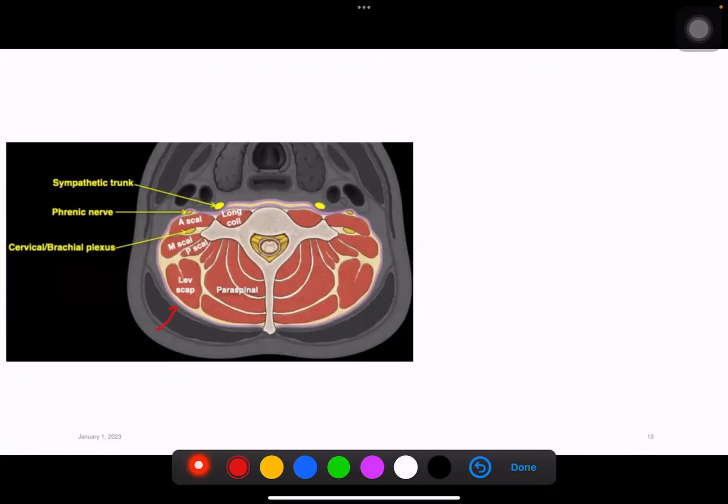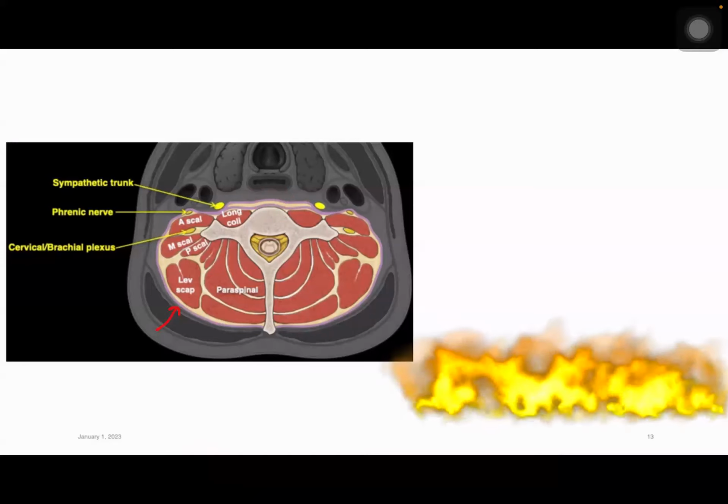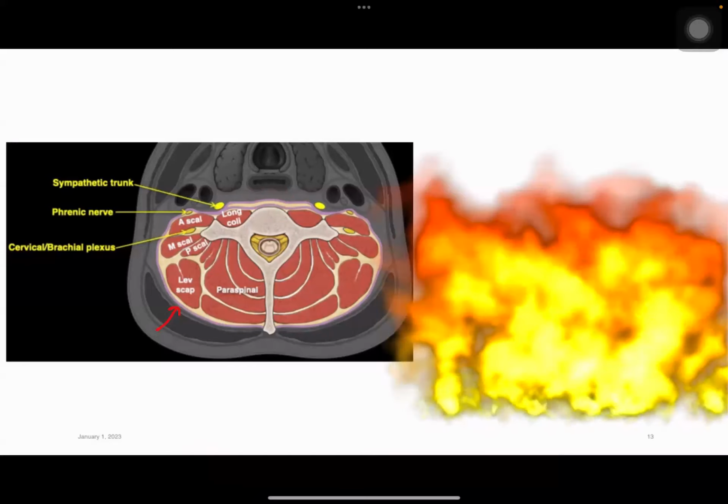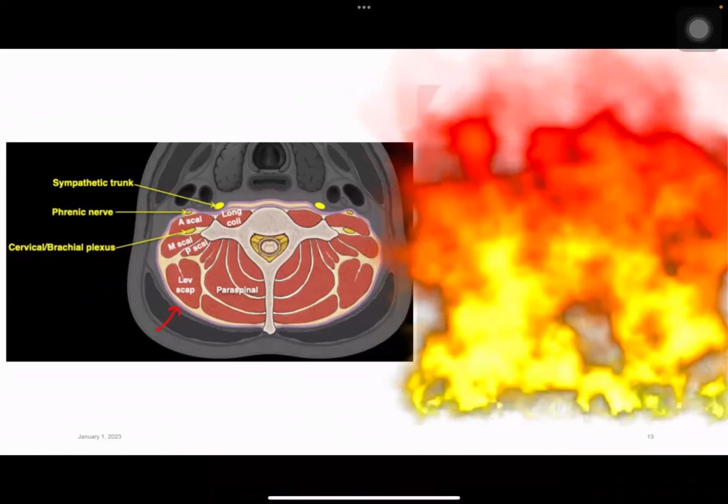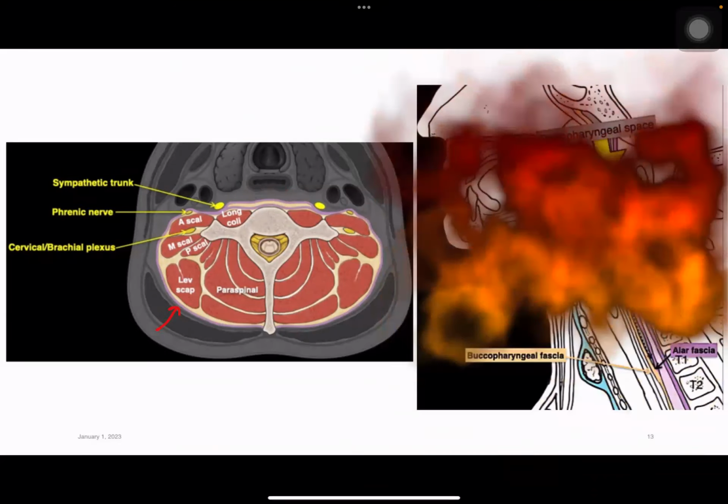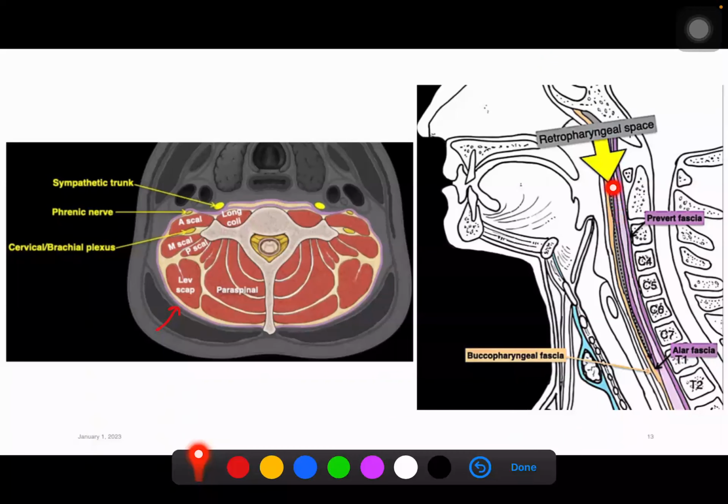Regarding the deep layer, it will define the perivertebral space and has an anterior subdivision called alar fascia. This alar fascia will divide the retropharyngeal space into anterior true and posterior dangerous space. So why is it called dangerous space? So this is buccopharyngeal fascia, which will surround constrictor muscles, and behind it alar fascia, which will divide the retropharyngeal space into anterior true retropharyngeal space and posterior dangerous space.